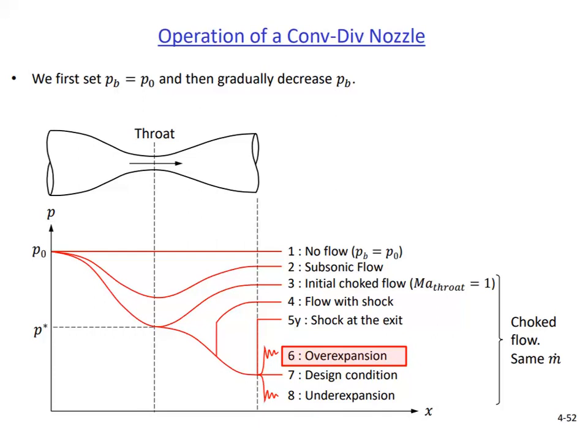To get overexpansion, the back pressure should be between that of cases 5Y and 7. And this time the flow is expanded too much for the specified back pressure.